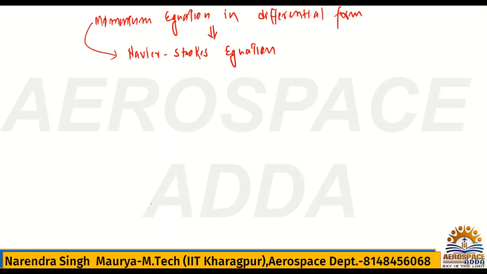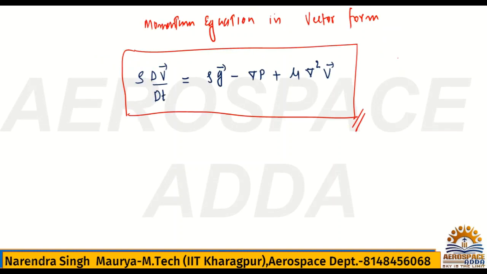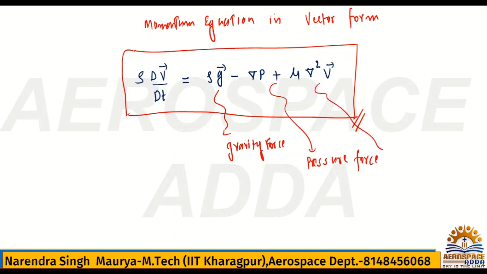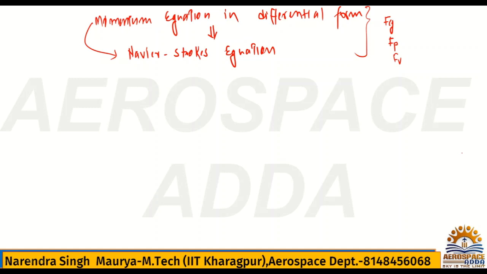Okay. And how many forces are here? For this, only three: gravity force, pressure force, and viscous force. If you check here also, see, this is the gravity force, this is the pressure force, and this is the viscous force. So now we will write this in x direction, y direction, and z direction.